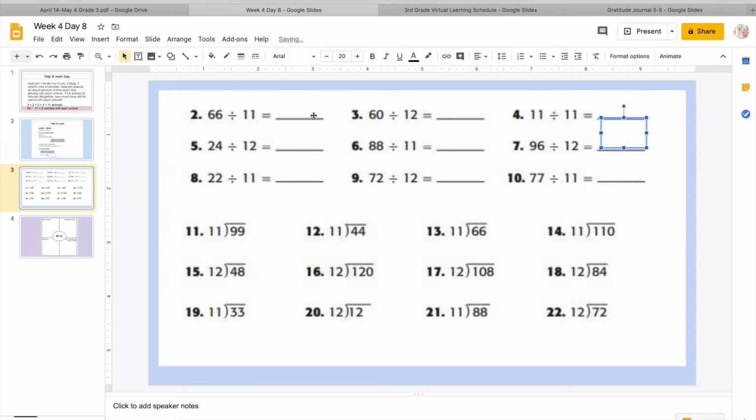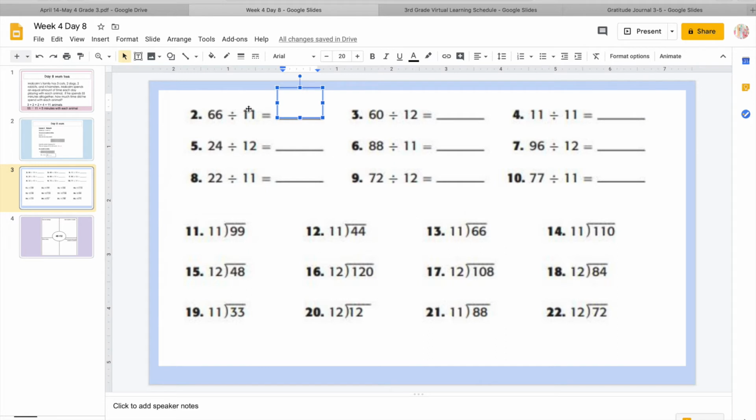Okay, so let's look at this first one. 66 divided by 11. Remember, our answer is already here because in order to multiply, we double it. So 66 divided by 11, I know is just going to be 6. So you're just taking one of those.